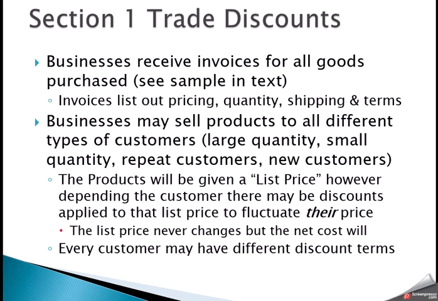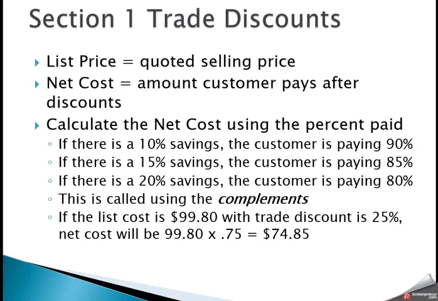So every customer is going to have their own unique discount terms, which will make that list price their specific net cost. So then those are our terms. Again, the list price is the quoted selling price that anybody's going to pay. The net cost is unique to the customer after we subtract out the discounts.